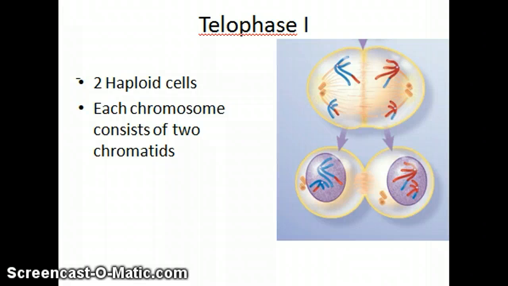In telophase I, cytokinesis occurs, and a nuclear membrane forms around the chromosomes. The 2 resulting cells are called haploid cells. Even though that might not make sense to you yet, it's because there's only one homologous chromosome remaining. Only one copy of each chromosome pair. However, that chromosome, the long one for example, consists of 2 chromatids.